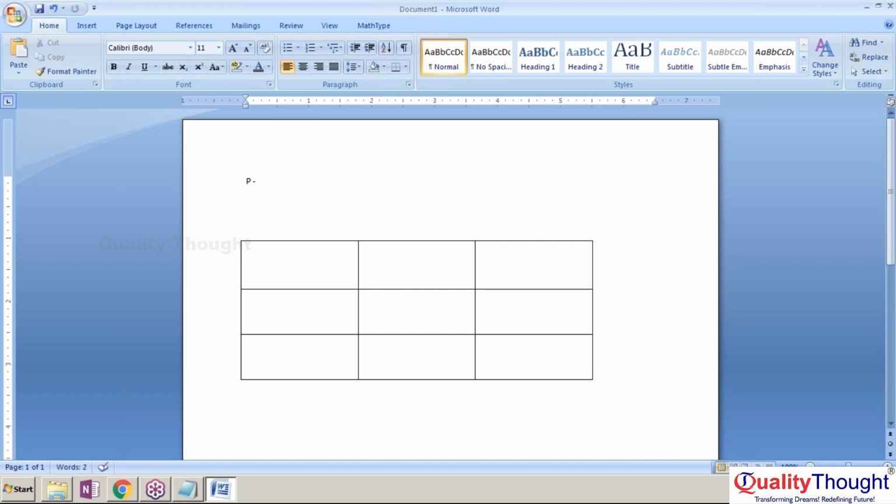Whenever your observation is positive, then we consider it as positive. What do you mean by N? Whenever your observation is negative, we consider it as negative. What about the TP? It represents true positive.